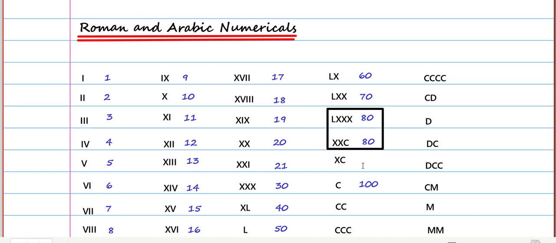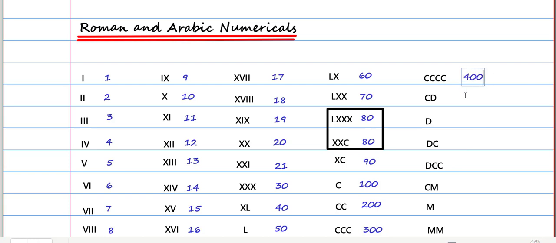And what is going to be the XC? XC means X is coming before C, right? So we need to subtract this X, which means 10, from C. C is 100. So 100 minus 10 is 90. And what is CC? One C is 100, so double C will be 200. And triple C will be 300. Simple. 4 C's will be 400.